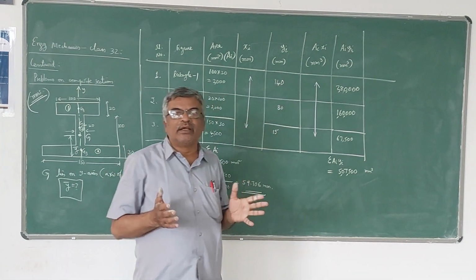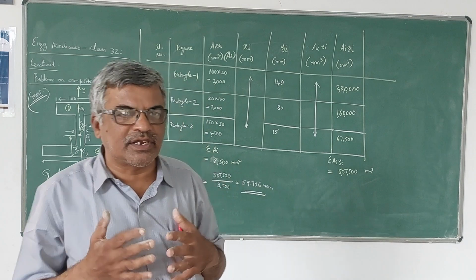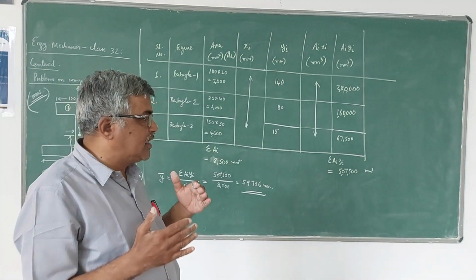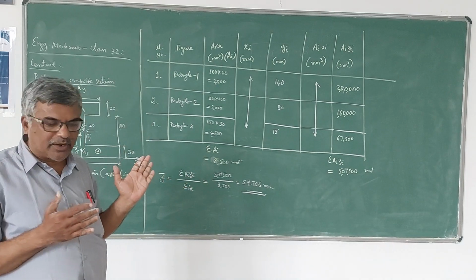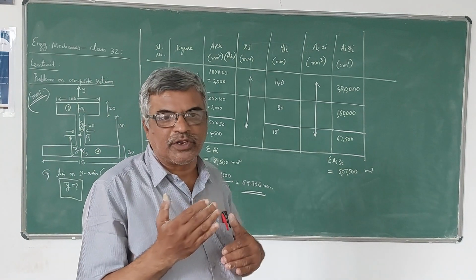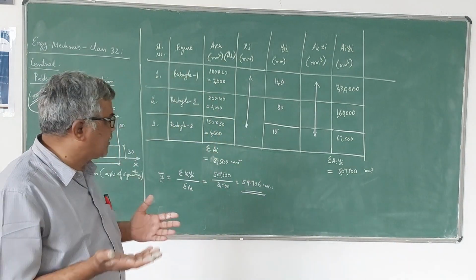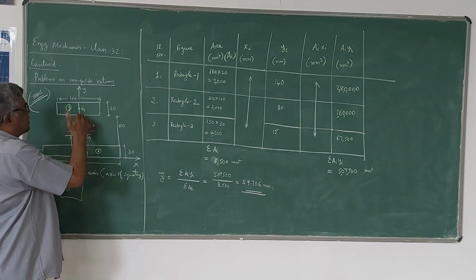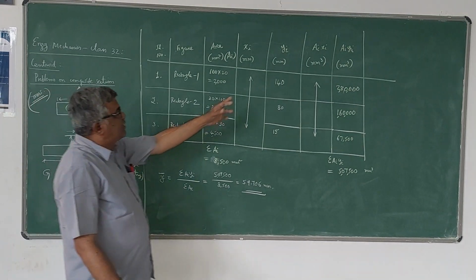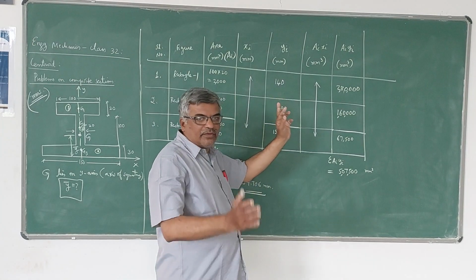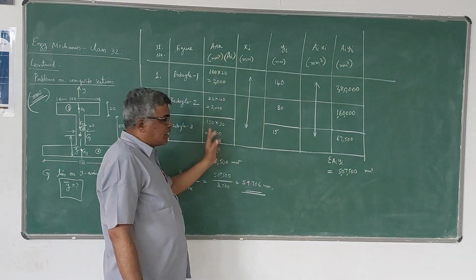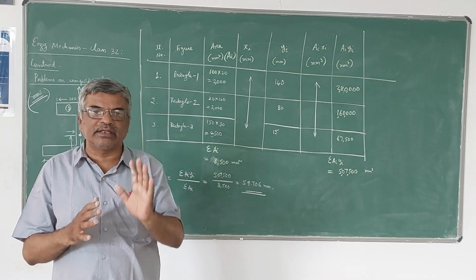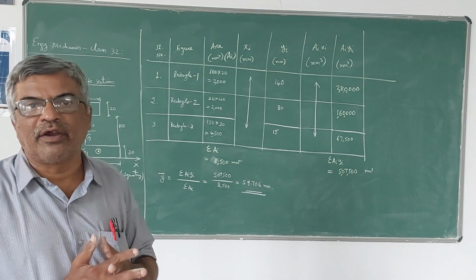Please note that if the centroids of the simple sections lie on the right side of the y-axis, x is positive, left side of the y-axis, x is negative; above the x-axis y is positive, below the x-axis y is negative. Of course, in this problem, all the y distances are above the x-axis. So G1, G2, G3 are above the x-axis. That's why y values are all positive, and there is no cutout portion. Therefore, all the areas are positive. Since the given I section is symmetrical about the y-axis, x bar is 0. Only y bar we have to find out.